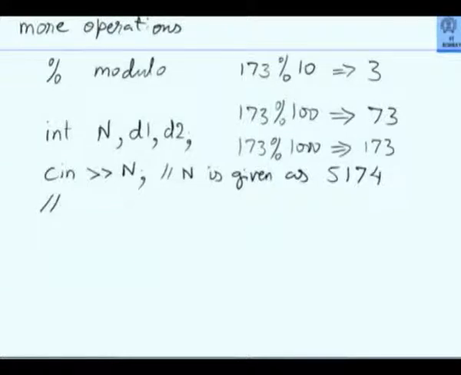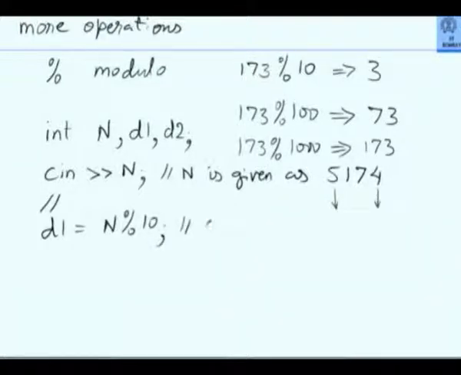And now you are asked to find the sum of the first and the last digit. So if n is given as 5174 and you want to find the sum of the first and the last digit, then how much is that sum? First digit is 5, last digit is 4, sum should be 9. How will you find out in a program? Now finding the last digit is simple, modulo 10. So you say D1 is equal to n modulo 10.